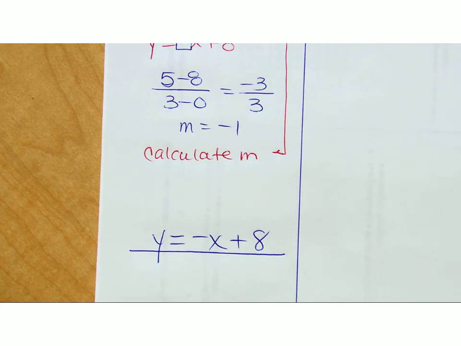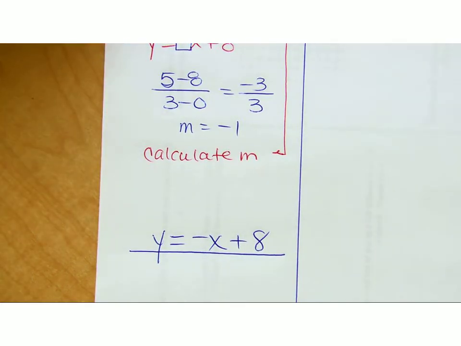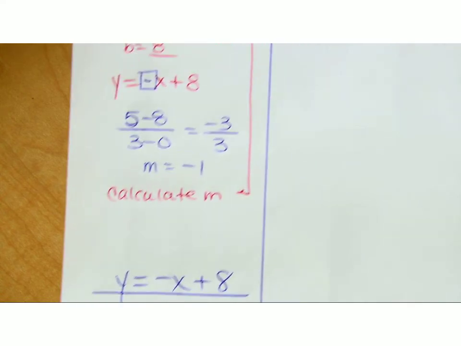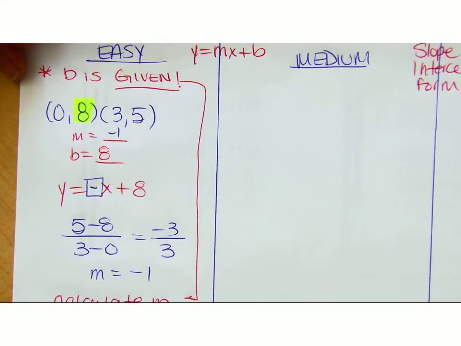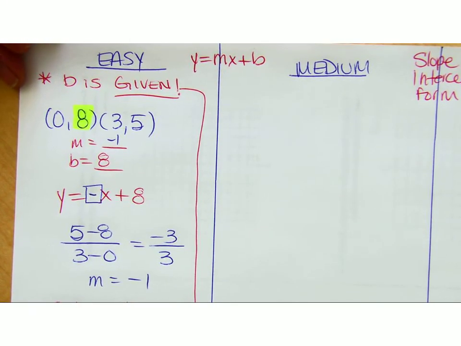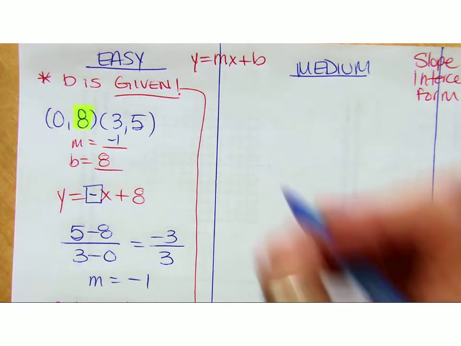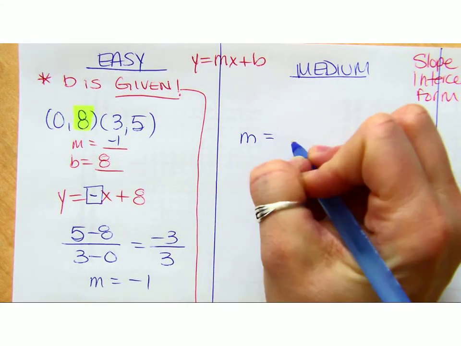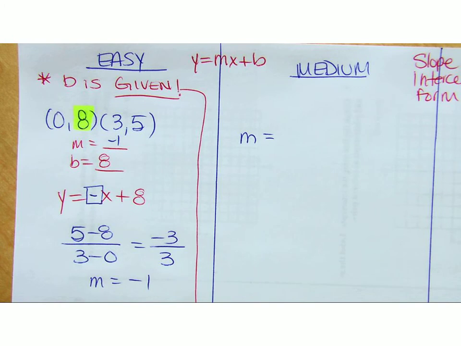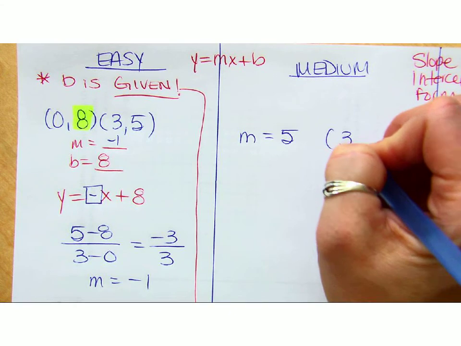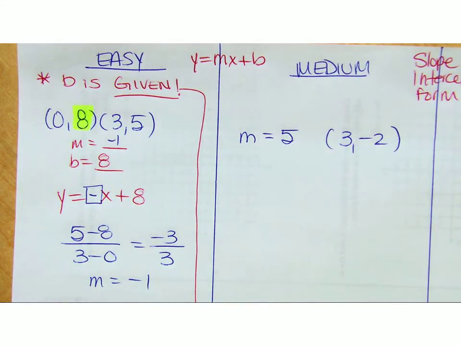So then yesterday I showed you a medium problem, okay? And a medium problem was a little bit different, okay? It came right out and said, hey, write the equation of a line in slope-intercept form with a slope of 5. Oh, they came right out and said, here you go. The slope is 5. Oh, and by the way, I need it to go through the point 3, negative 2 on the graph. So I know what you're thinking.